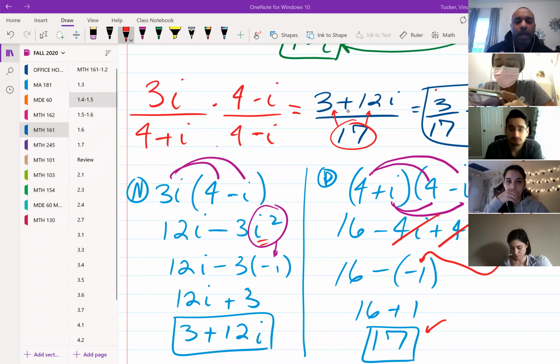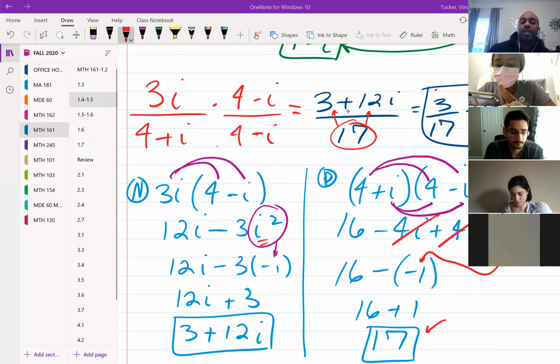Somebody asked, would it be counted as a correct answer if it's not broken up? I know in the past they didn't count it if it wasn't broken up. So to be on the safe side, you would go ahead and write 3 over 17 plus 12i over 17, because you have a real part and then you have a separate imaginary part.